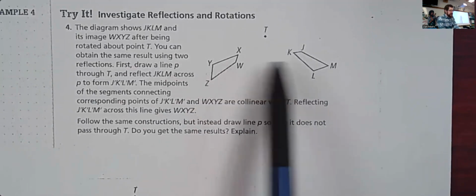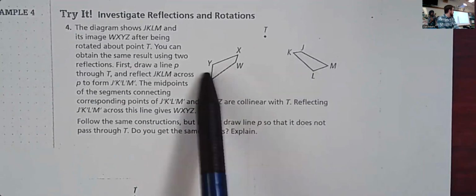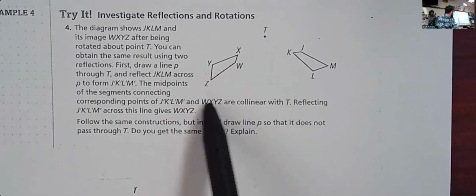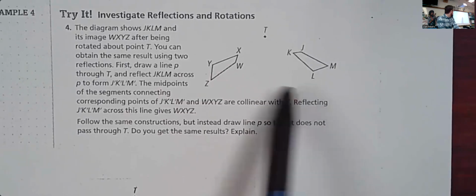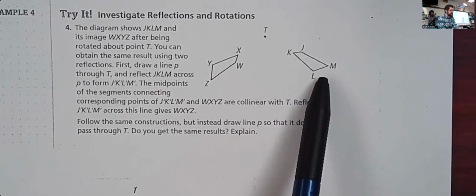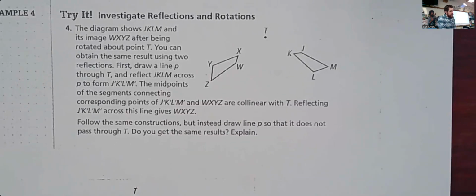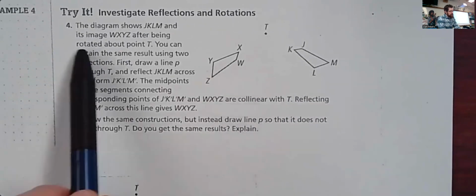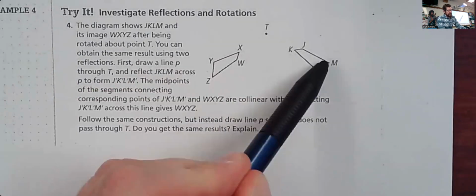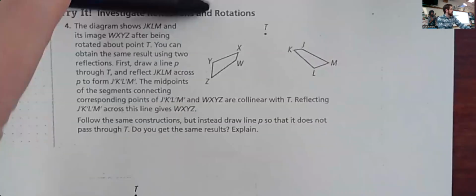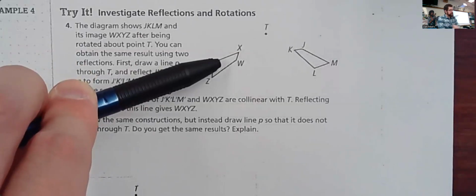You can definitely tell that those are rigid motions because the size of the image, WXYZ, is the same as the size of the pre-image, JKLM. The orientations are different, but the size and shape are the same, so it's a rigid motion. It says it's being rotated around point T. So that means this was originally here, and it's just been rotated around to here, all the way around.